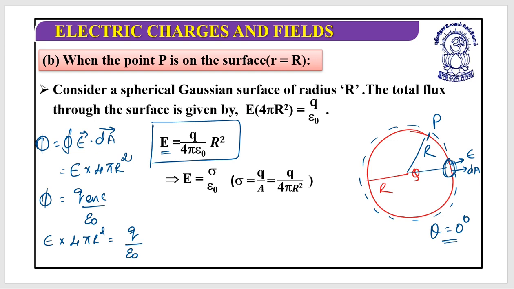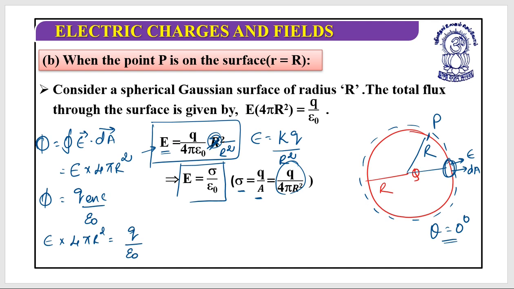Now I can write this in one more unique way. I know that sigma is equal to Q by A, and for the area, it's Q by 4 pi R square. So I can write like this: E should be equal to sigma, E is equal to sigma by epsilon naught. Or you just remember this: E is equal to K Q divided by R square. This is the situation. This R square is at this position. Please do not get confused. Clear?